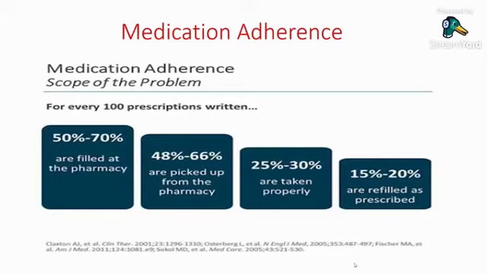48 to 66% of them are picked up from the pharmacy. That means the prescription is refilled and medicines are collected. Not necessarily all medicines that are collected from the pharmacy are to be consumed by the patients. So only 25 to 30% are taken properly, and 15 to 20% of the medicines are refilled as prescribed. That means it may have been taken for a given period of time, but particularly for chronic diseases, which require long-term therapy and prolonged medications, there is an inherent kind of inertia or tendency among many patients not to get the prescription refilled. So that happens with 15 to 20% of patients.